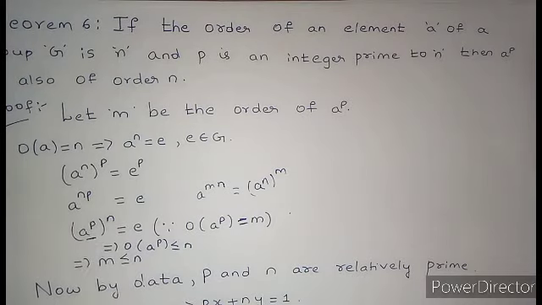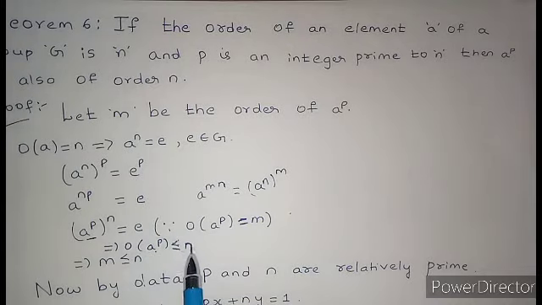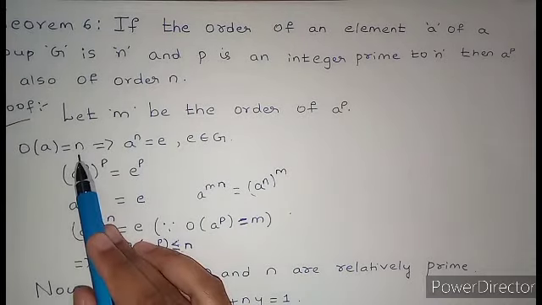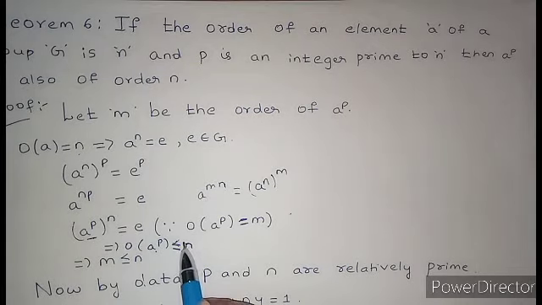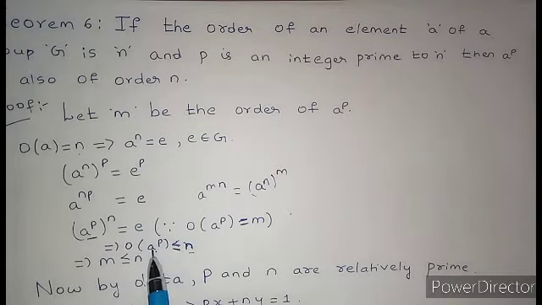In the previous theorem, the order of an integral power can never exceed the order of the element, right? So the order of a^p cannot be greater than n. It is always less than or equal to n. Here the order of the element is n, so either it will be equal to n or it will be less than n, but it is never greater than n. I hope you understood this. Next, m is the order of a^p, right? So m is less than or equal to n.